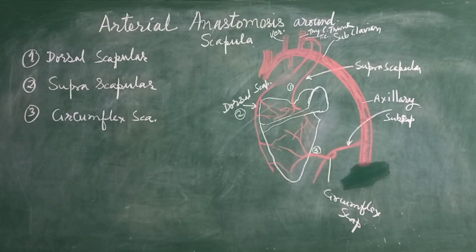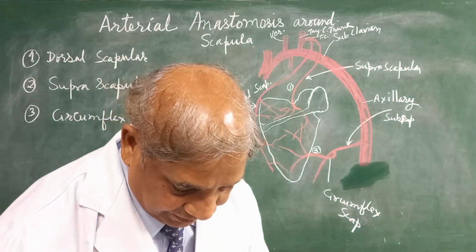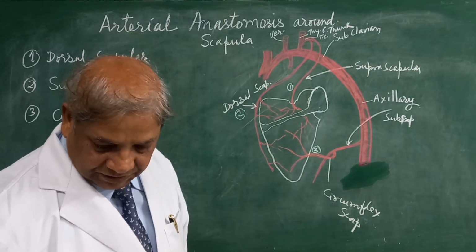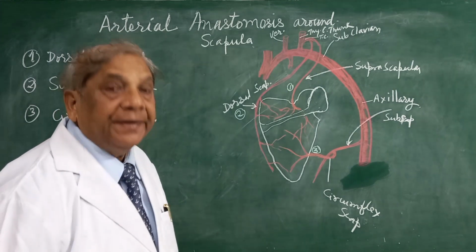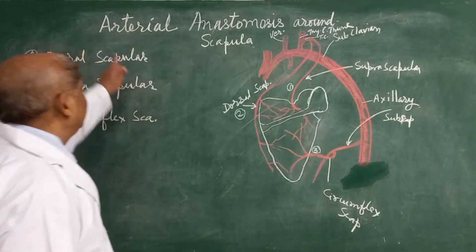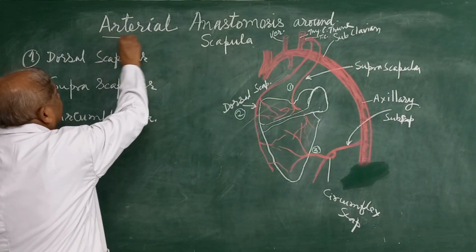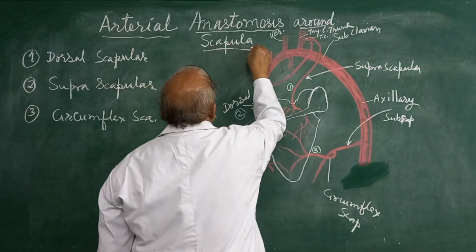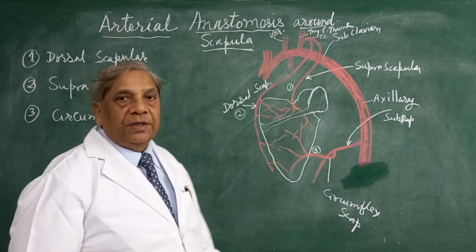Very good afternoon, students. This is a short video for the arterial anastomosis around the scapula, around the body of the scapula. So the title is arterial anastomosis around the scapula, that is the body of the scapula.